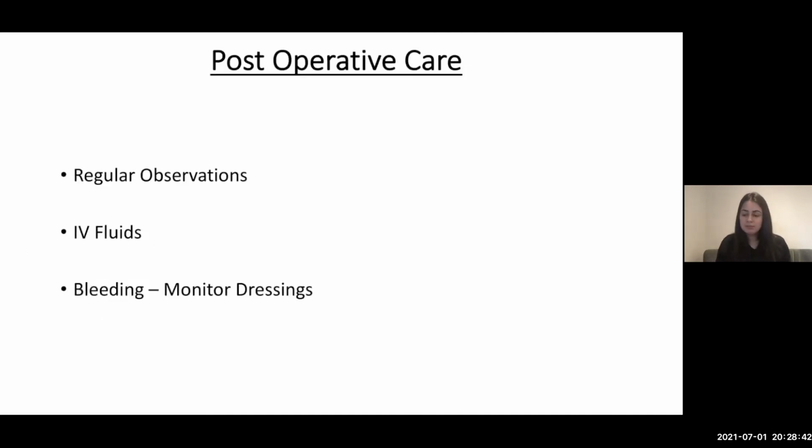So post-operatively on the ward, you want to be doing regular observations of the patient, which includes your full set: heart rate, respiratory rate, blood pressure, oxygen saturations, and temperature. Also important to look at is the urine output. IV fluids are usually running as people come out of theatre, so usually the bag is still going. You want to monitor the dressings for any excessive bleeding.